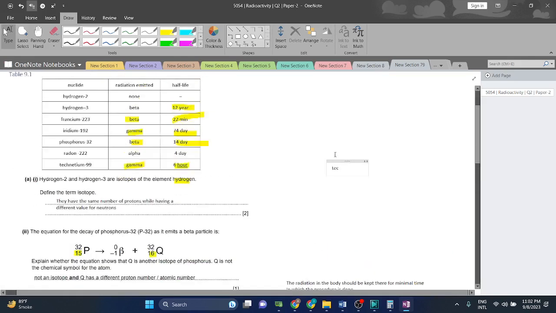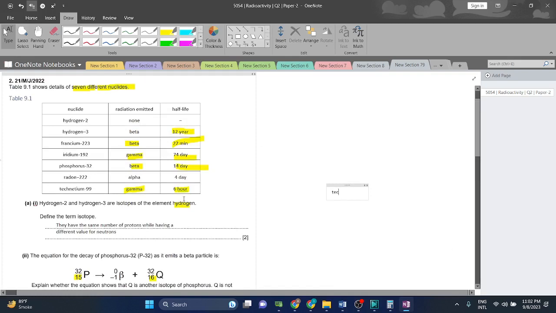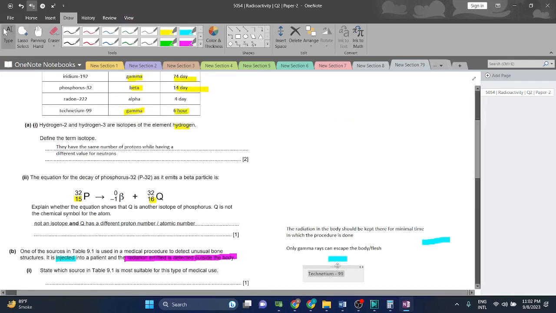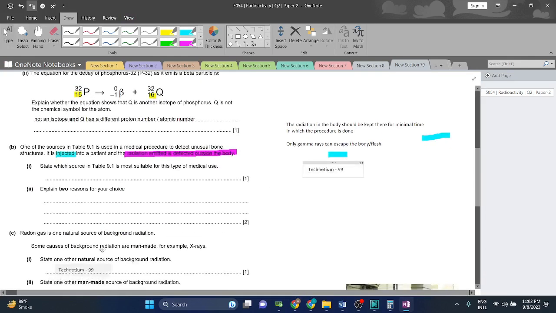So we write this down: the nuclide which has been used is technetium-99. Okay, let's move ahead. This was a pretty interesting topic. This is very frequent as well. Explain two reasons for your choice.